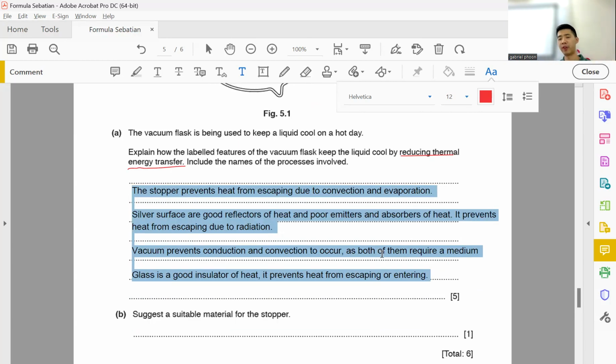For those who didn't get a full 5 marks here, copy this down. Who got a full 5 marks here? Did anyone get a full 5 marks from this question? Yeah, anyone of you guys with full 5 marks?